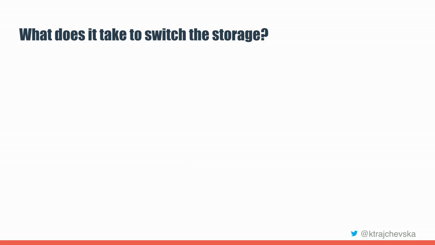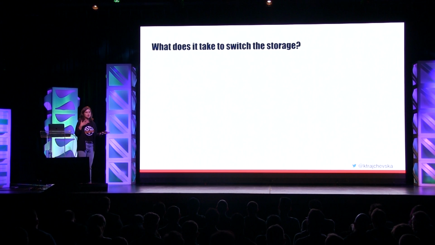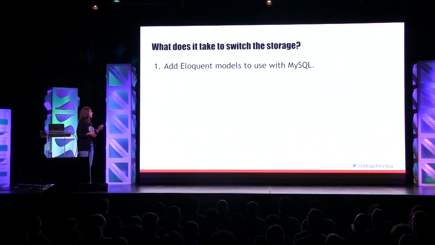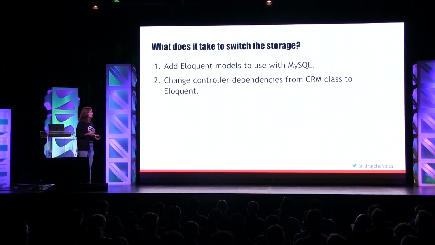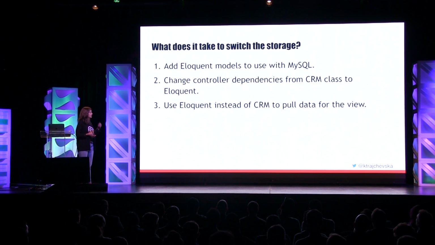So basically what this meant is to switch the storage from using a third-party CRM to using our local database. We needed to add the Eloquent models to use with MySQL, which is fine because that's what we always do when we want to implement MySQL storage. After that, we had to change all of the controller dependencies from the CRM class to our Eloquent classes and use those Eloquent classes instead of the CRM to pull the data that we sent to the view or the data that we use to update the database.